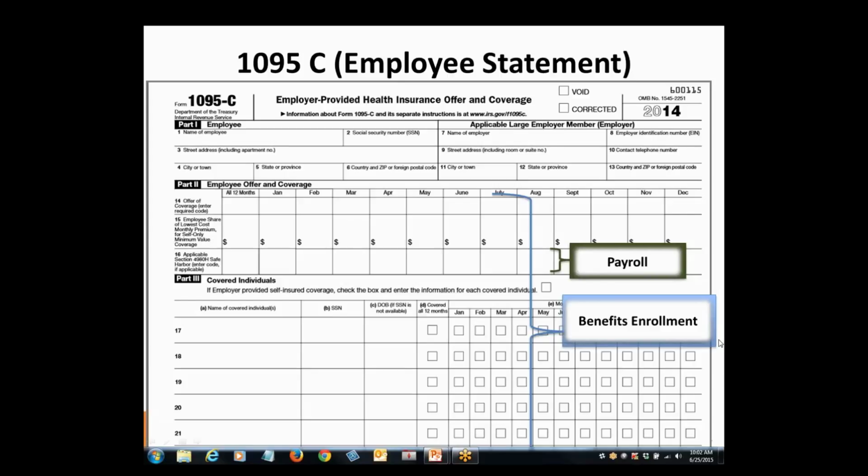Question from Rita. In 2016, since our renewal is in December, do we complete the 1095-C Part 2 information for December only, or do we have to complete the information for the entire year? There has to be a code for the entire year. If you're in transition relief, you're going to use that code up till December.